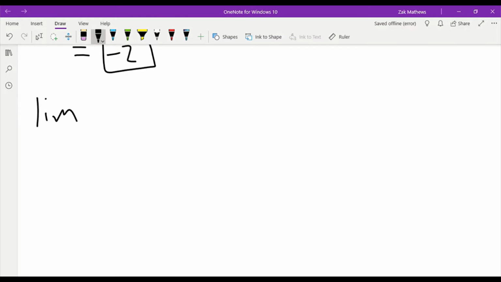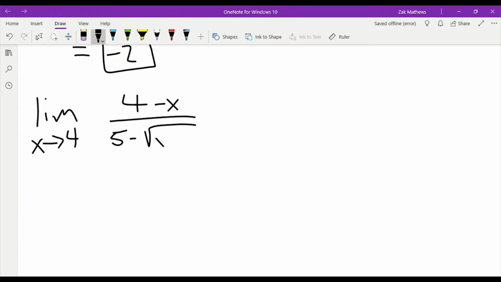Let's take the limit as x goes to 4 of 4 minus x over, we'll have 5 minus the square root of x squared plus 9. So now we have a radical here. That's not catching my eye initially.